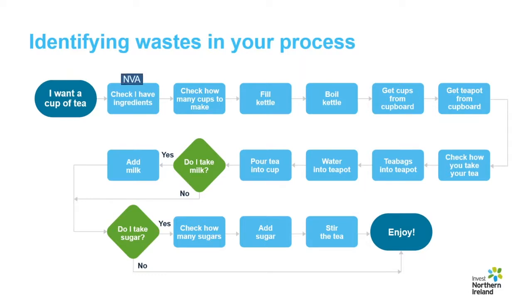Checking that you have the ingredients could highlight the waste of inventory, as you may have too many tea bags or too much milk, which could lead to damaged or out of date tea bags or the milk going off. Are these stored in the correct place? Is the milk in the fridge or left out on the counter? Or have you run out of either of these ingredients, as this would lead to delays or the waste of waiting while you go to the shop to get some more?